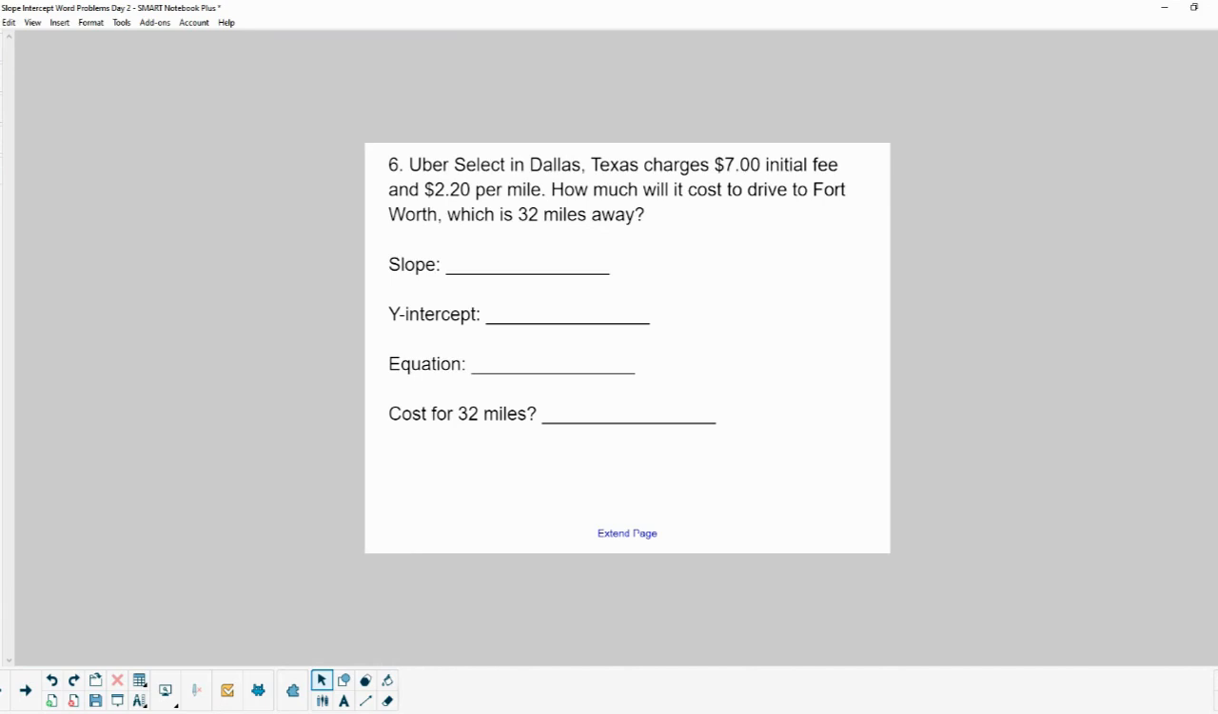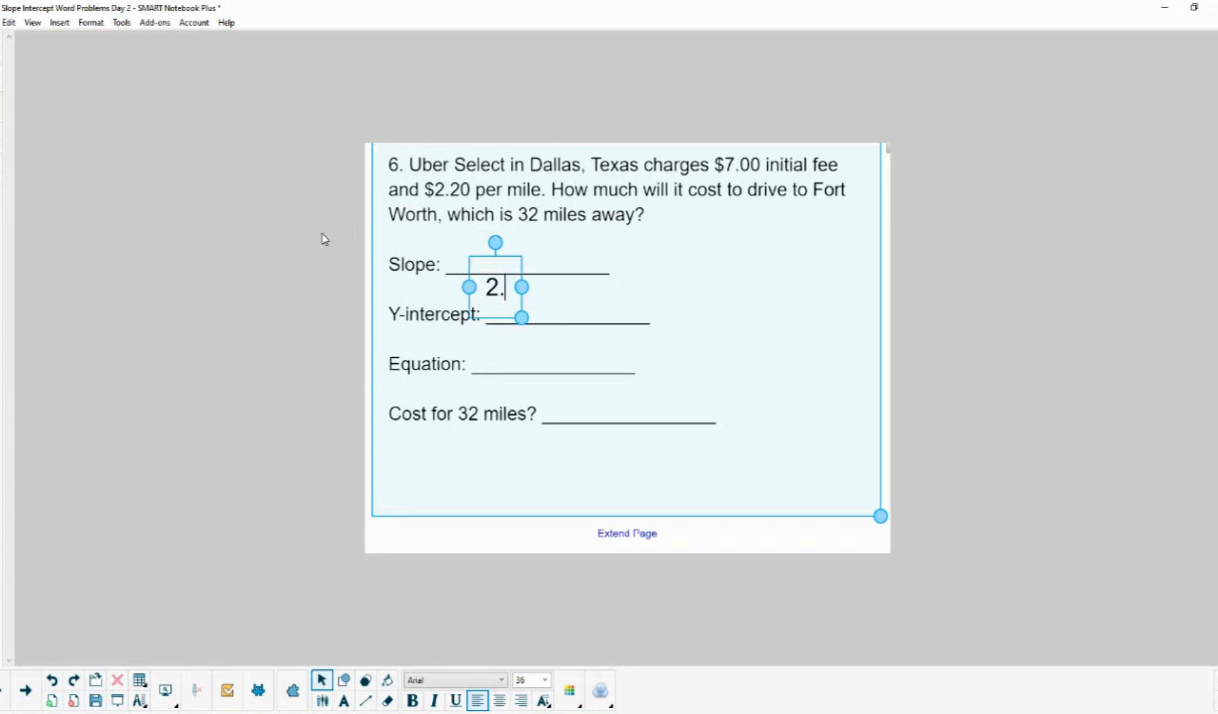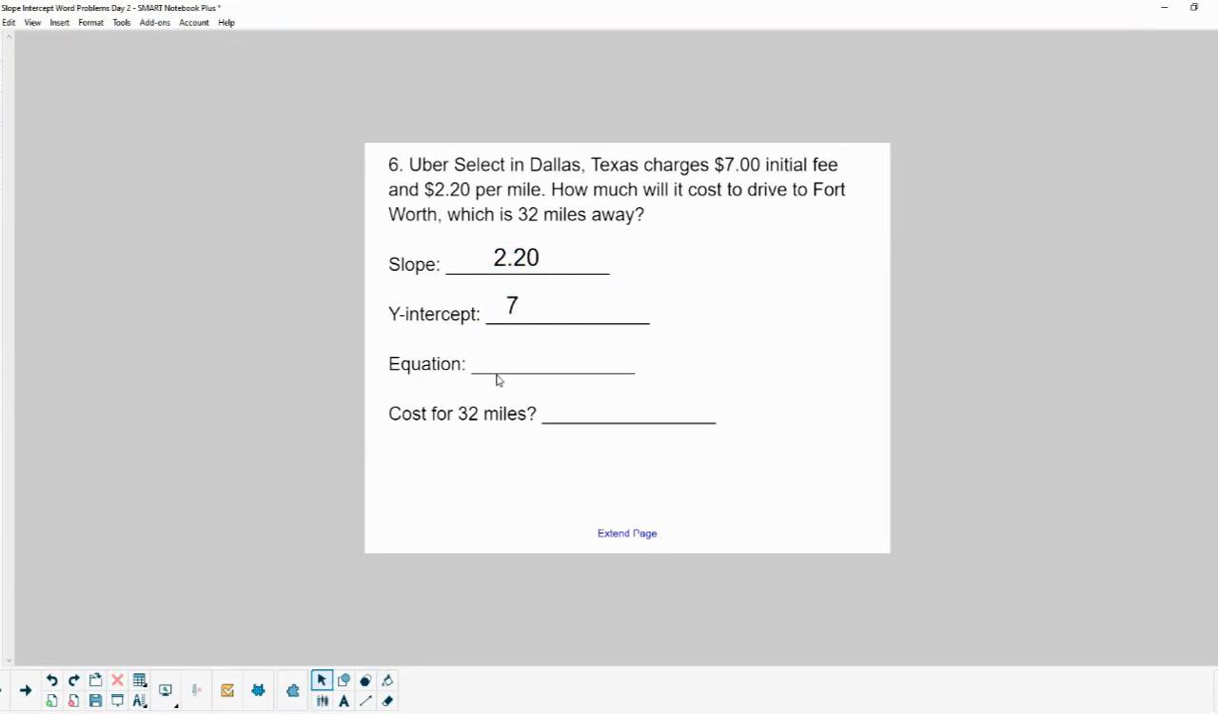So we know that our slope words are $2.20 per mile. So we'll get that amount in there. Then our y-intercept is how much they charge to come just meet you there. So that's 7. And so now we've got that in there. Now we just have to type in the equation, all right? So our equation would look like this.